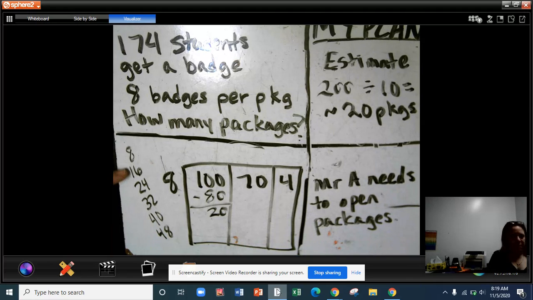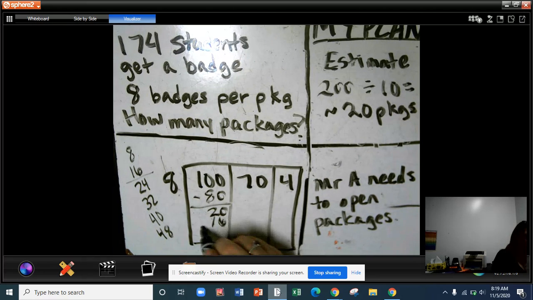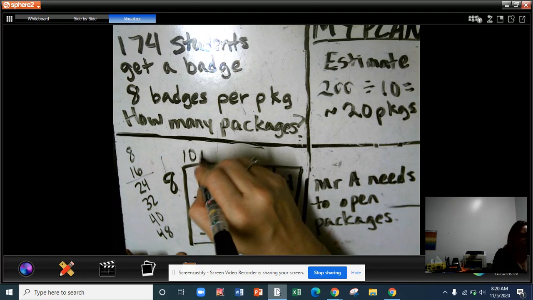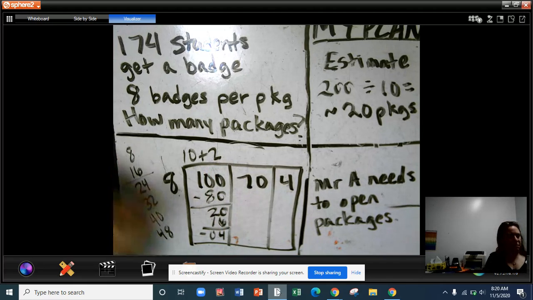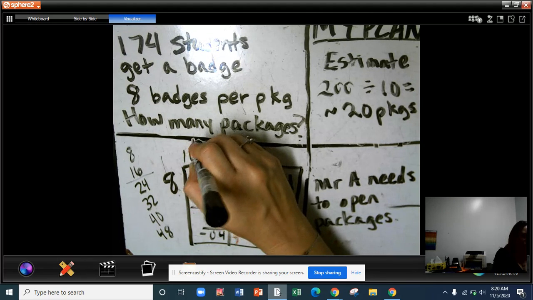Now, I'm looking at my multiples. The largest I can go is 16. 24 is too big. So I'm going to stop right here. 8 times 2 is 16. Okay, I'm going to subtract that, and that gives me 4. 8 can't go into 4, so I'm stopping in this column. So what I've done right now is I've done 10, and I've done 2. 10 times 8 is 80, and of course 8 times 2 is 16. So right now, so far, I've got 8 going into this number 12 times so far.